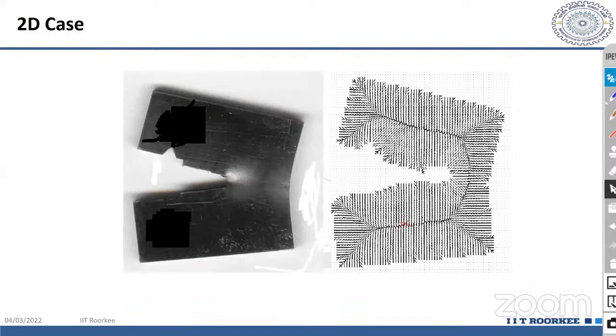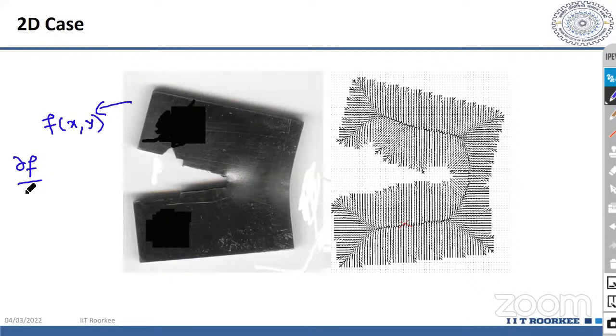Suppose this is an object, so the object is an image. Suppose this is an image. The image is f of xy. Now from this image, find out the partial derivative, dou f by dou x, and also dou f by dou y.